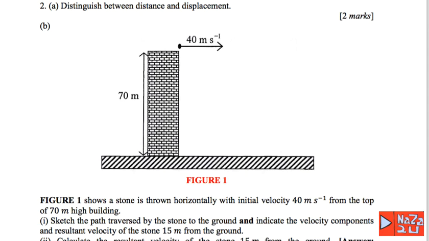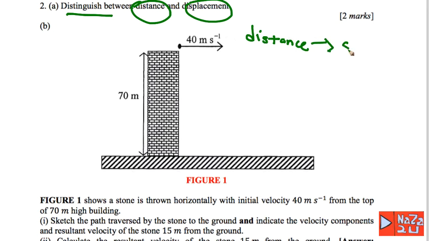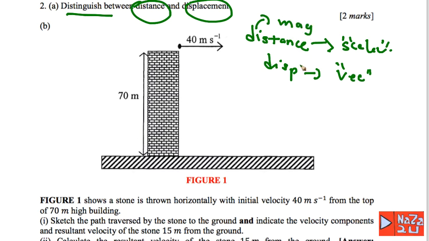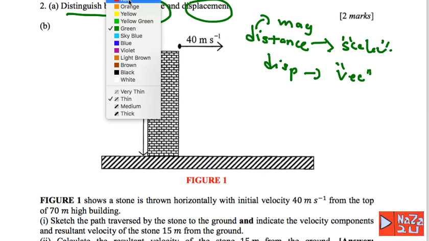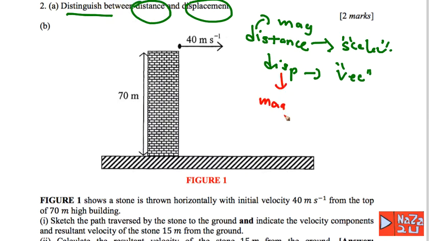Hi, question number 2. Distinguish between the distance and displacement. So as you know, the distance is referred to as a scalar quantity, right? And the displacement is a vector quantity, right? Meaning the scalar quantity, distance, has only magnitude, and the vector quantity, displacement, must have magnitude and direction. That is how we can distinguish between distance and displacement.